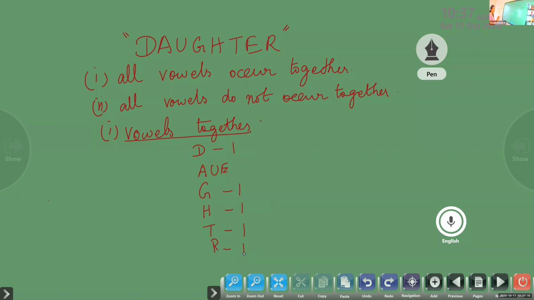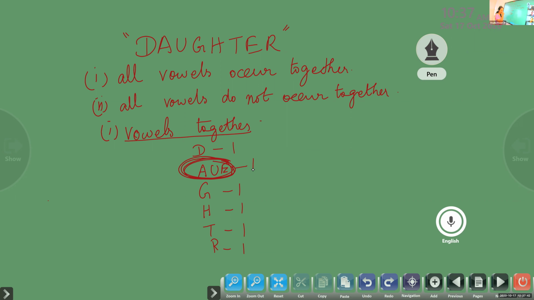What we did here, all the non-vowels we are writing separately. We want all the vowels together. So we take this vowel group as a single unit. We are going to consider this A, U, E as a single object. Is it clear? What do you have to find? How many times the vowels occur together? So we take the vowels as a single object, this A, U, E.